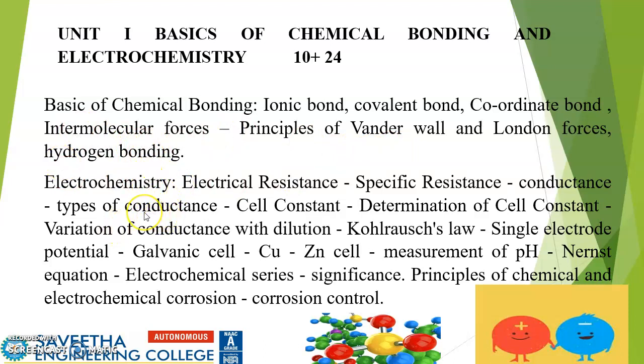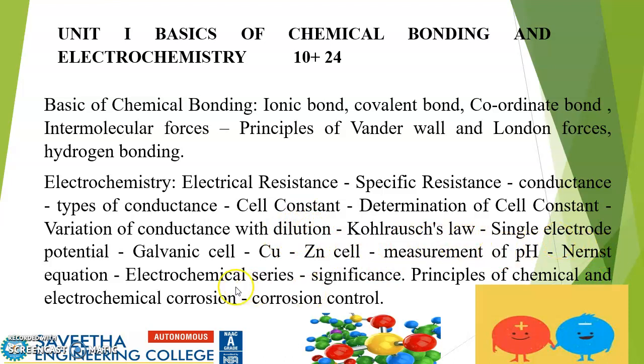Since you all belong to ECE, CSE, IT, and medical electronics, importance is given to electrochemistry, where you'll be dealing with resistance, conductance, different types of conductance like electrolytic and electronic conductance, cell constant, how to determine the conductance and cell constant, and how it varies with dilution or concentration. We'll also be discussing Kohlrausch's law.